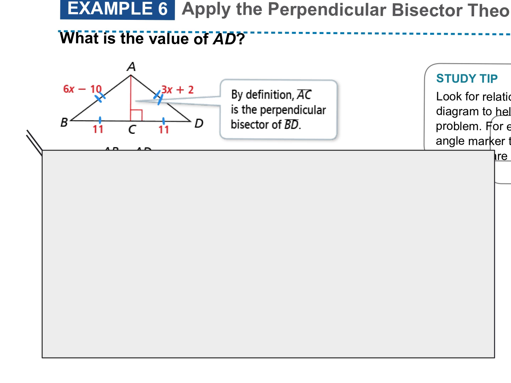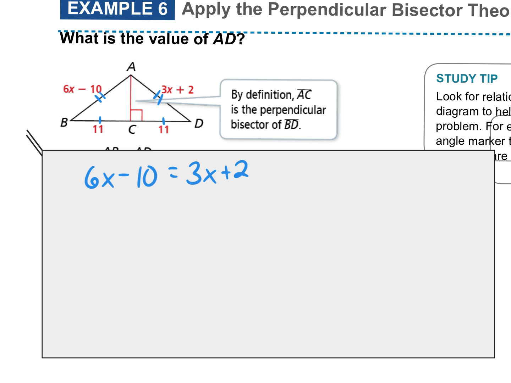What can I do to these two if I know they're equal to each other? 7 equals something. Correct. Do what I say, right? So if I say these are equal to each other, I want to set them equal to each other. Yep. How would I solve this here?